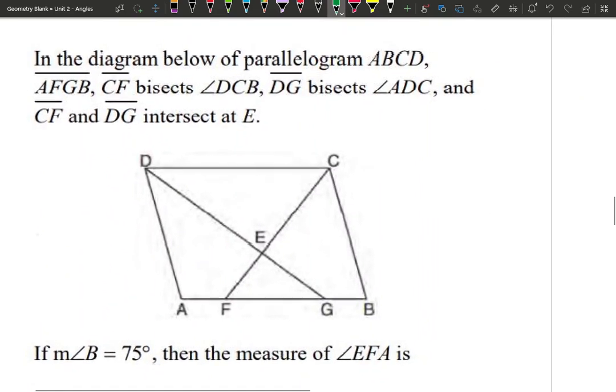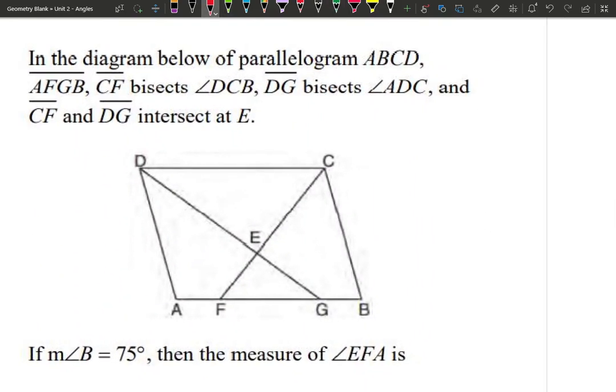All right, here we have another one. This one's a little bit special because it introduces something that we didn't really talk about as yet. In the diagram below of parallelogram, here we go again. Parallelogram ABCD. ABCD is this bigger outer quadrilateral. So that's a parallelogram. AFGB. Okay, that's this bottom line, AFGB.